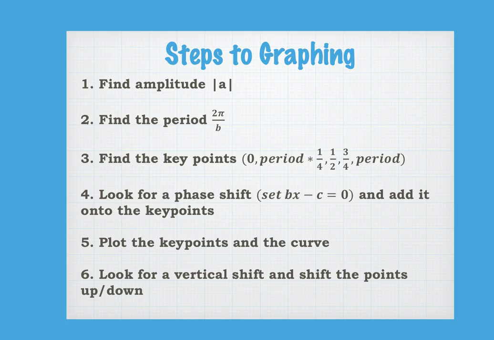Because it's sine, we would start at 0, we would go up, down, down, up on our points. At the very end, we're gonna look for a vertical shift. So if we add something after the trig function or subtract something after the trig function, separate from what's inside the parentheses, this causes my graph to literally shift up or down. So we're gonna wait till the very end to do that. We'll also pay attention to reflection at that point, which we'll see in a second.